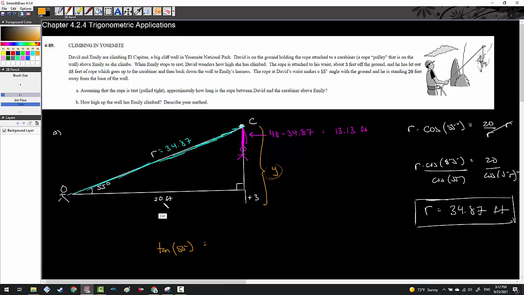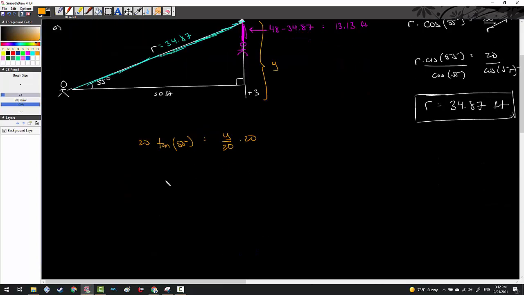Now I could have used sine if I wanted to. The problem with using sine is that because 34.87 is a decimal and there were many more numbers after that, I figured I would use 20 because that's my real locked-in number. So the tangent's going to give me a more accurate version of what y is supposed to be. So opposite over adjacent right here. And I'm going to multiply 20 on either side. And what I have is 20 times tangent of 55 is equal to y. And then I've got to remember to add that 3 to it. This is exactly like the 6-foot woman seeing the UFO.